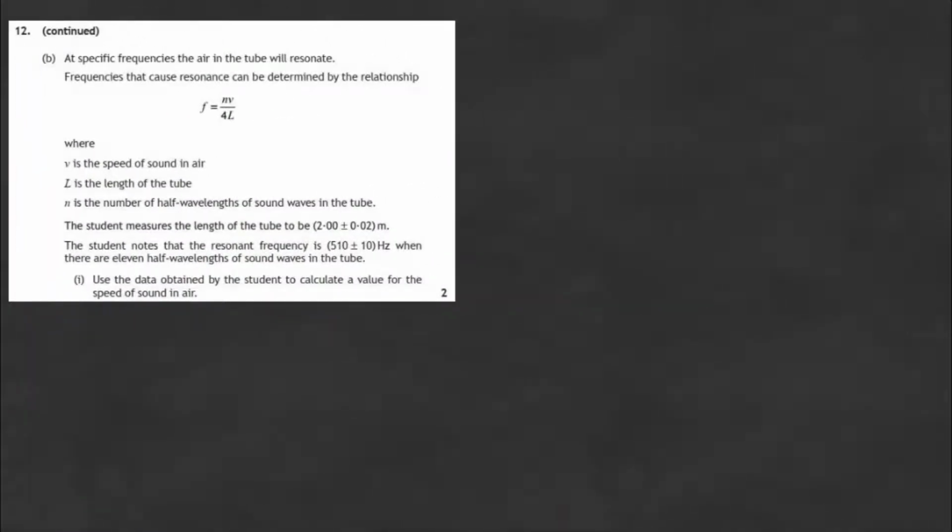Question 12 continued, part B. At specific frequencies the air in the tube will resonate. Frequencies that cause resonance can be determined by the relationship f = nv/4L, where v is the speed of sound in the air, L is the length of the tube, and n is the number of half wavelengths of sound waves in the tube.